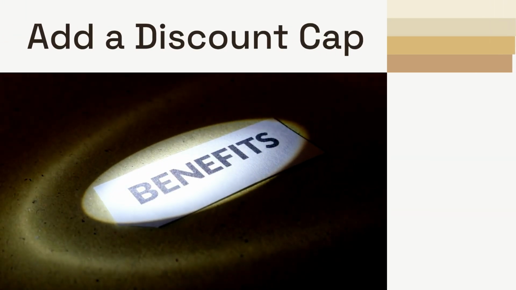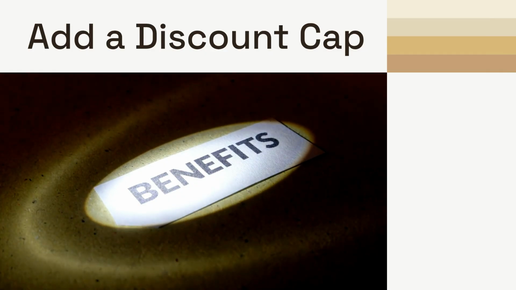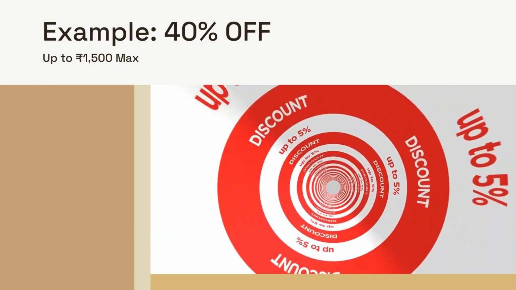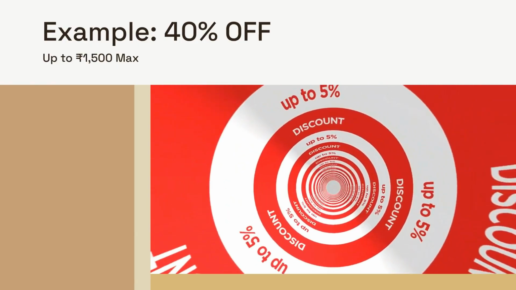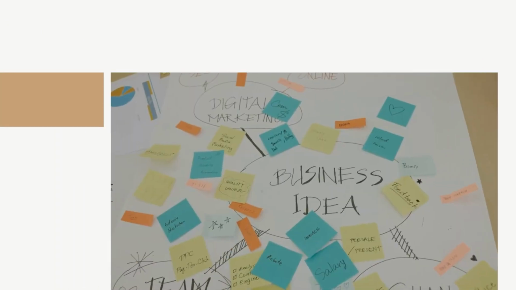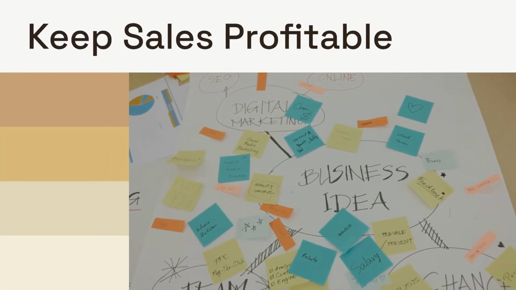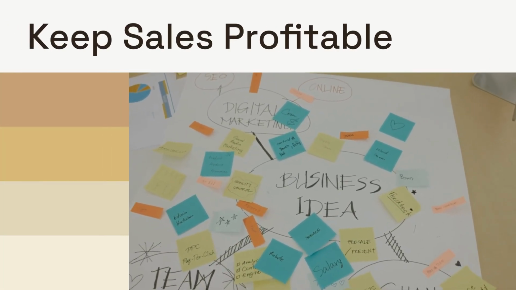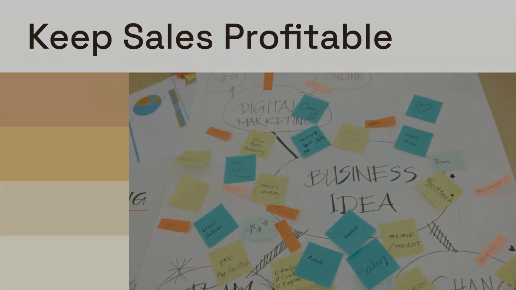The key is to implement a discount cap, which sets a limit on the maximum discount allowed. For example, offer 40% off but with a maximum discount cap of 1500. Discount caps allow you to control discounts on larger orders, preventing excessive reductions. This strategy helps keep your Ganesh Chaturthi sales profitable, ensuring healthy revenue.